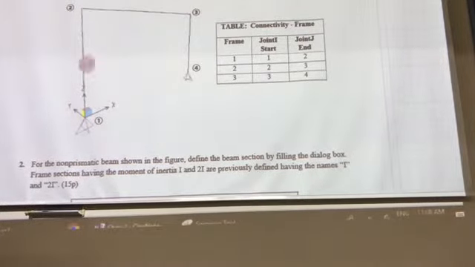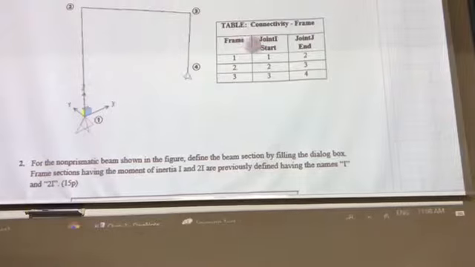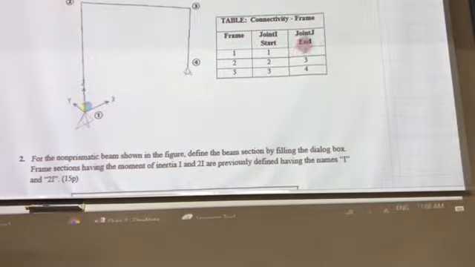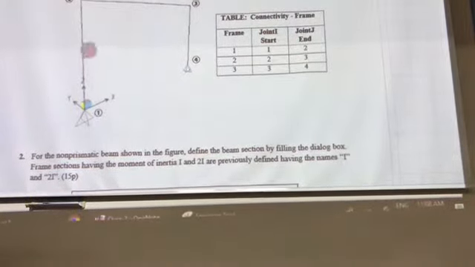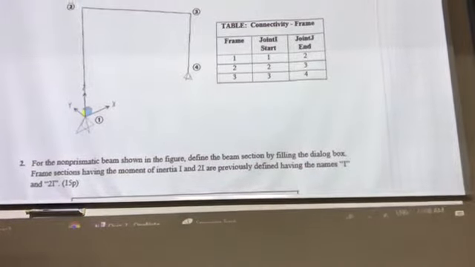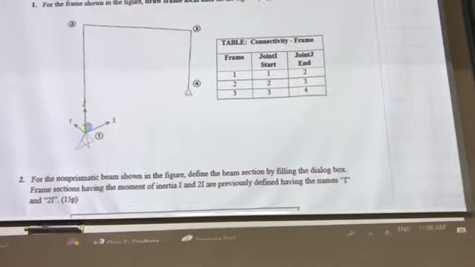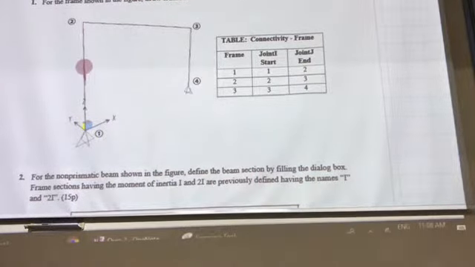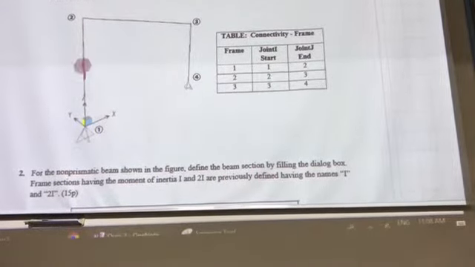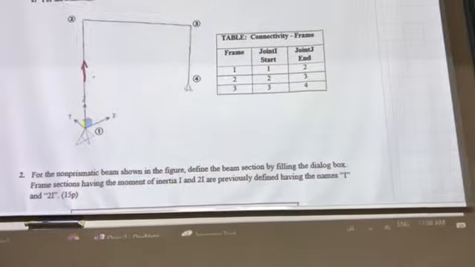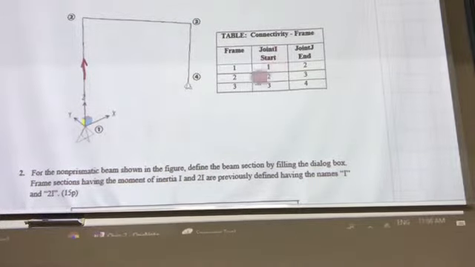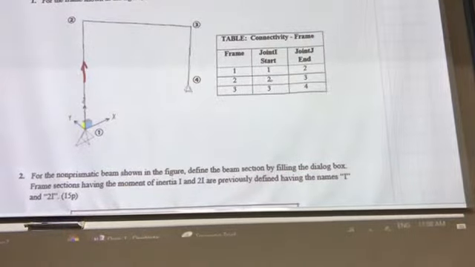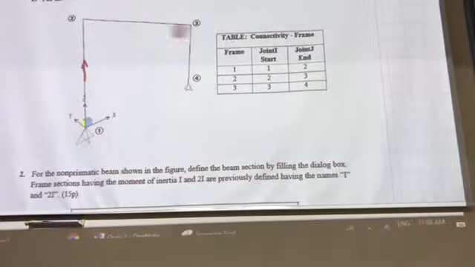For example, this is member 1. Start joint is 1 and end joint is 2. Therefore, axis 1 for this member is this. What about member 2? Start joint is 2 and end joint is 3. Therefore, axis 1 is in this direction.